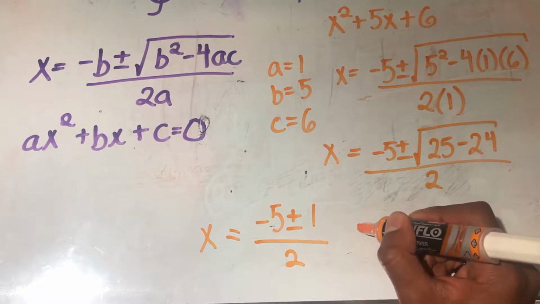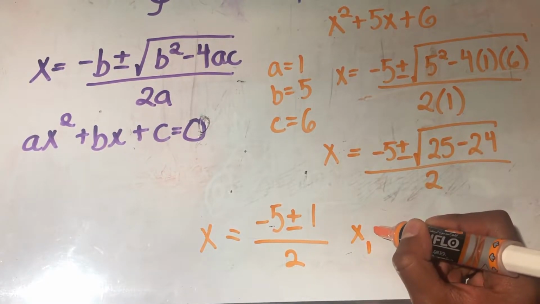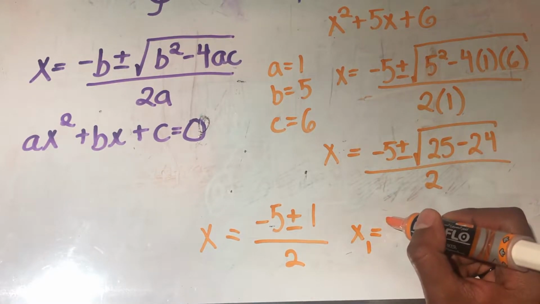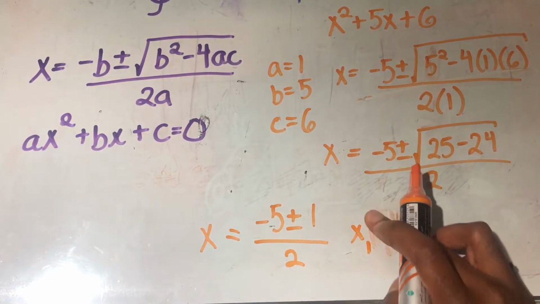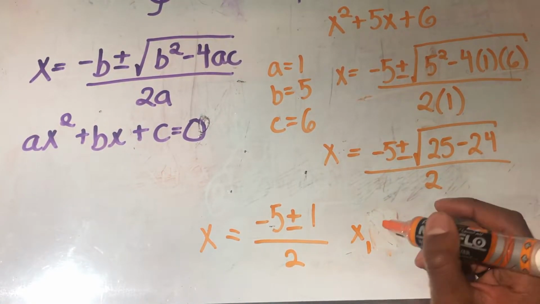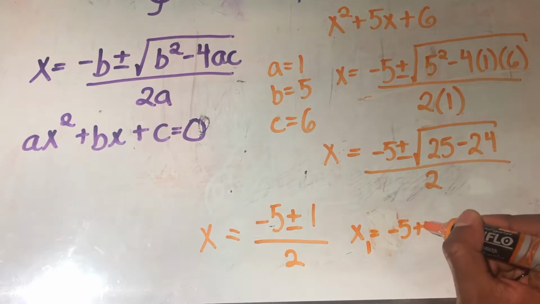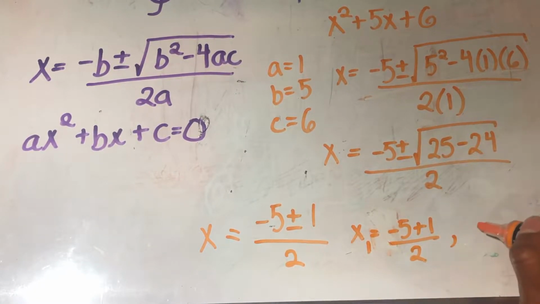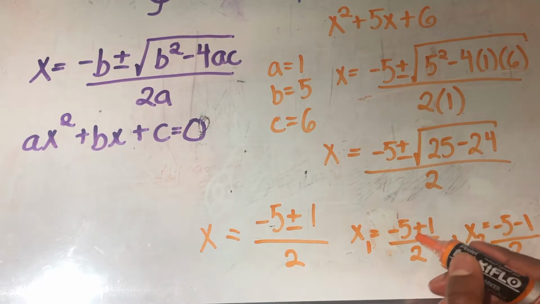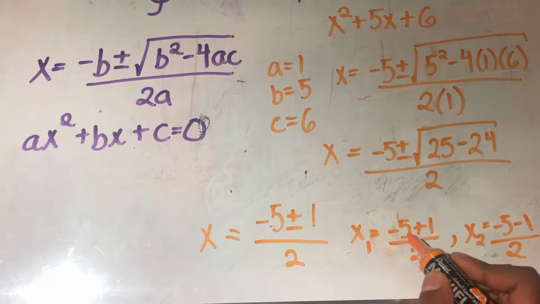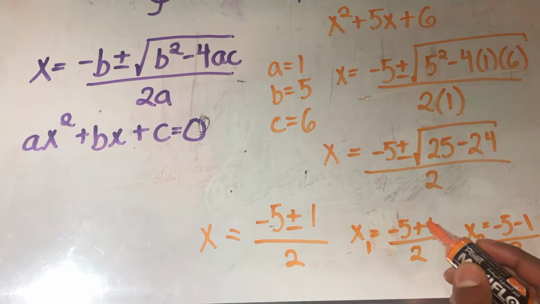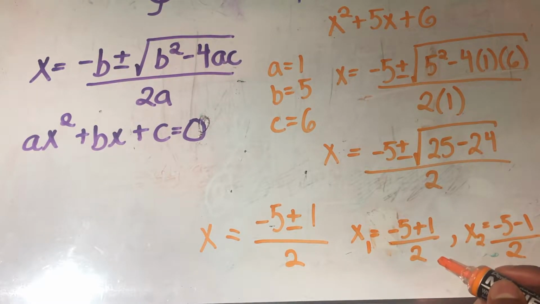So we have x sub 1 equals minus 5 plus 1 over 2, and then our second solution is minus 5 minus 1 over 2. Now if we simplify this, we get negative 5 plus 1, which is just negative 4, and then negative 4 over 2 is just negative 2.